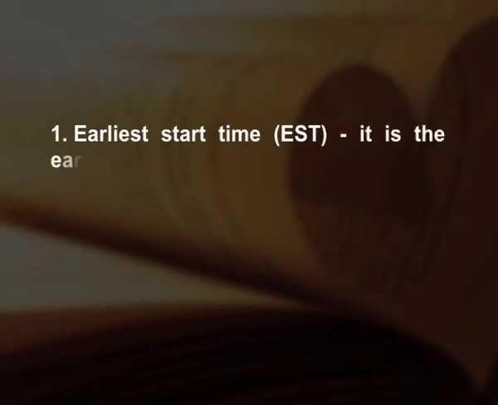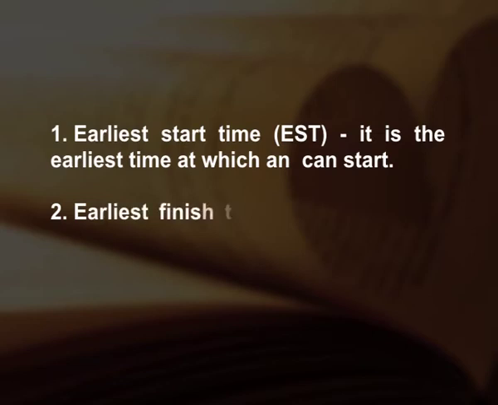It is a sum of individual times of all critical activities lying on it and defines the minimum time required to complete the project. To determine the duration of individual activities in CPM, 4 activity times are to be computed. First one, earliest start time, EST. It is the earliest time at which an activity can start. Second one, earliest finish time.